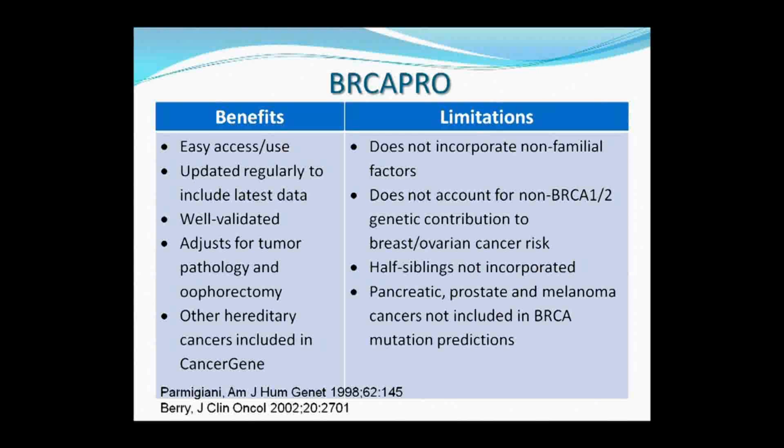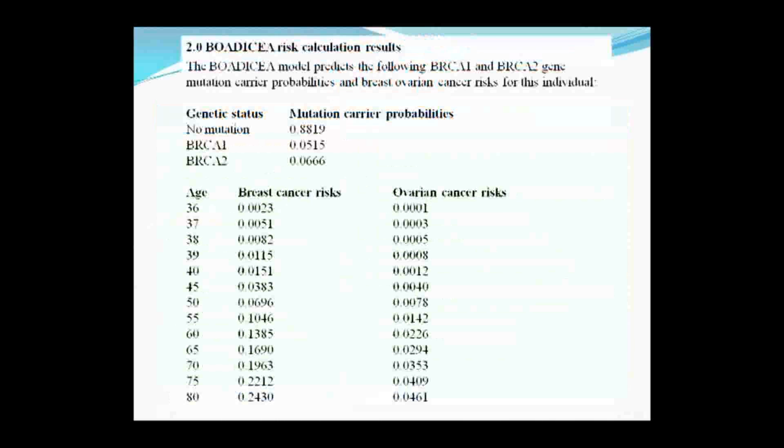It does adjust for tumor pathology, previous oophorectomy, and actually the program CancerGene can also assess for other forms of hereditary cancer syndromes. But it does have some limitations, as you can see here, and each model will have some limitations and might be useful in some circumstances and not others. Another comprehensive model out there focusing on breast and ovarian cancer is Boadicea. And again, you see the references and the website where it can be accessed.